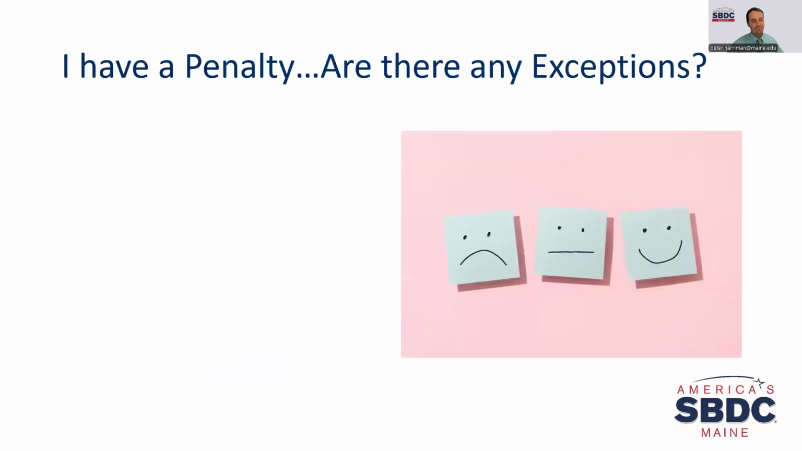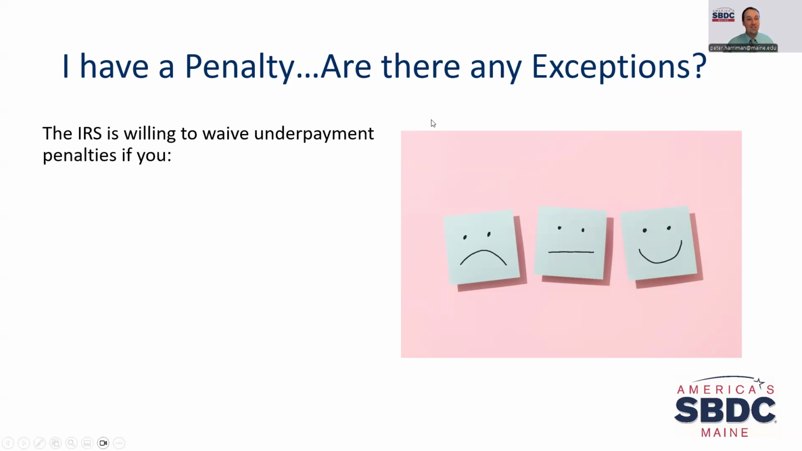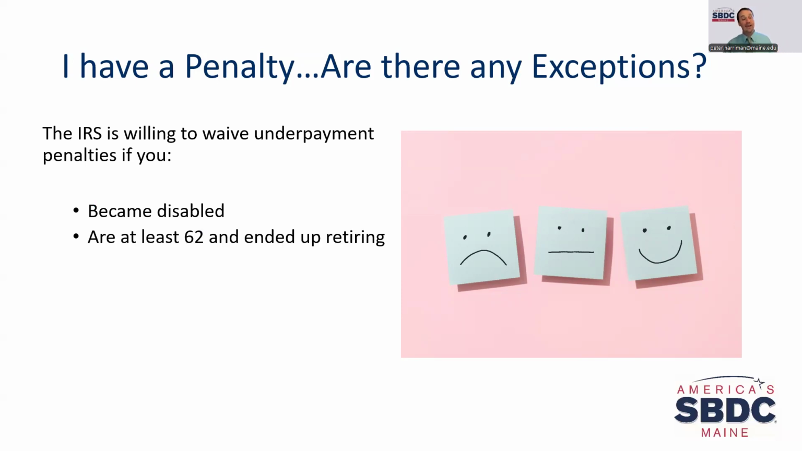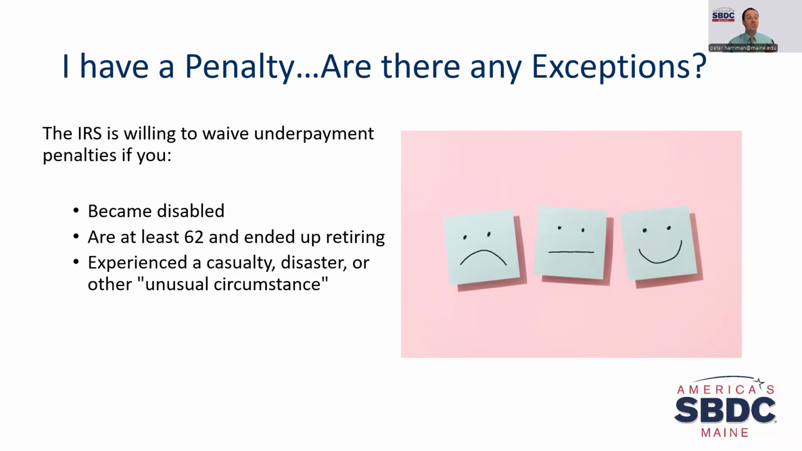Okay. Now, let's say you didn't pay estimated taxes, and you're saying, are there any ways I can get out of this penalty, right? I got this penalty. So the IRS is willing to waive the underpayment penalty if you became disabled during the year, if you're at least 62 and ended up retiring, if you experience a casualty, disaster, or other unusual circumstance. So we do know there has been a lot of natural disasters around the US, so that might qualify.